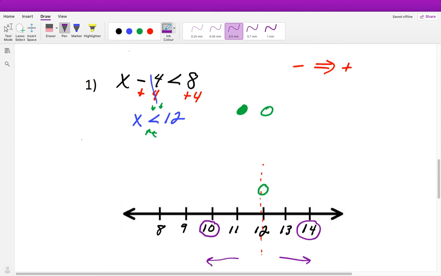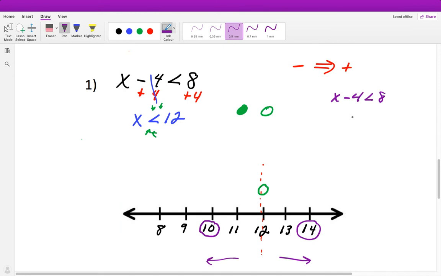We're going to plug these back in. Now, it's important that you plug it back into the original problem, because if you made a mistake somewhere along the way, you might not realize that you did if you're not plugging it back into the original. So then we would have x minus 4 is less than 8. That was our original problem.